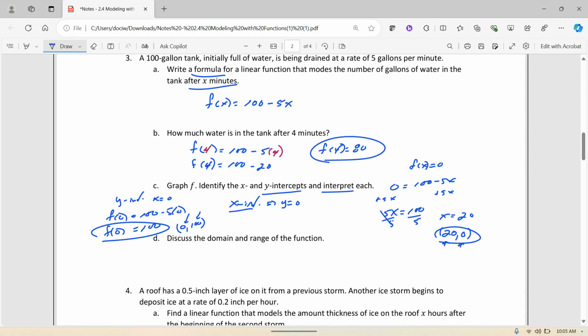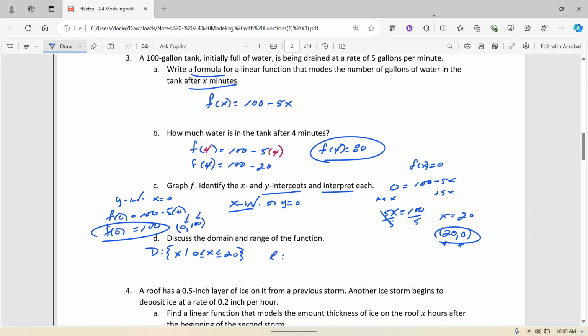Looking at D, then, that leads us into the discussion of domain and range. The domain is the x values. So the domain is the set of x values such that x is between 0 and 20, because you're going to be draining water off from 0 to 20 minutes. You can leave the spigot or the faucet open on the tank after 20 minutes, but there's no water to come out. So the whole situation ends after 20 minutes.